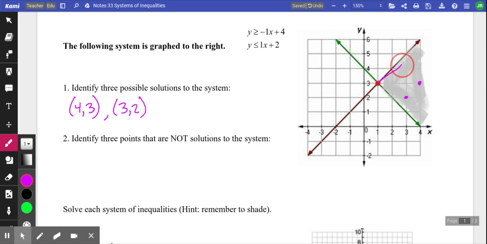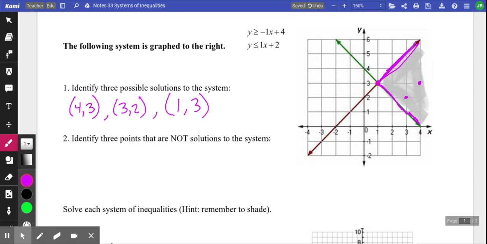For example, right here, this part of my boundary line would be a possible solution since it's solid and it's touching the shaded region. Same with right here. That means this corner point, since it was on 2 solid lines and it's touching the shaded region, would also be a possible solution. So another possible solution would be (1, 3).